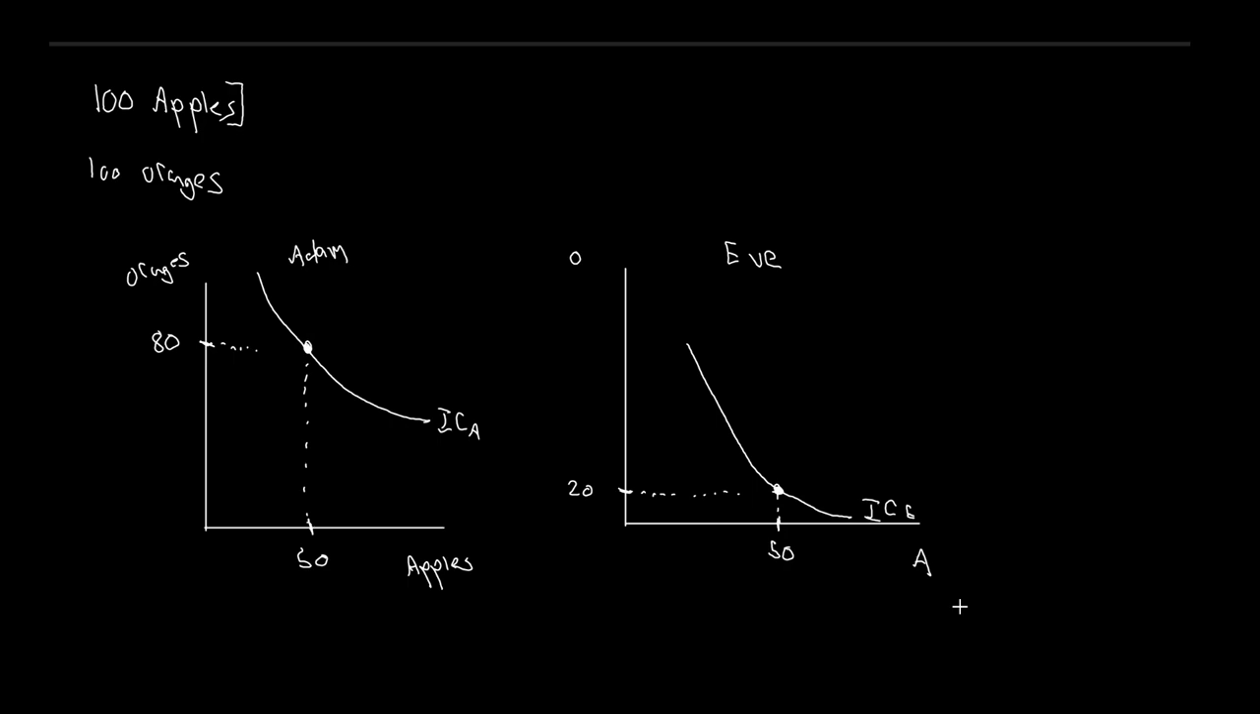So what we need to do in order to correct this or in order to make this comparison is we need to have a way to bring these two indifference curves together. And the way we can do this is by taking one of them and essentially rotating it around. So in our scenario, let's take Eve's indifference curve and rotate it around. And by doing so, what we're going to create is what's known as an Edgeworth box. And let's take a look at what this Edgeworth box is.